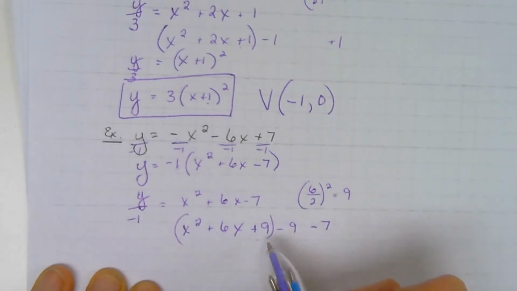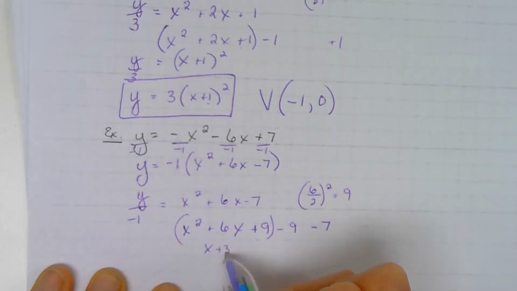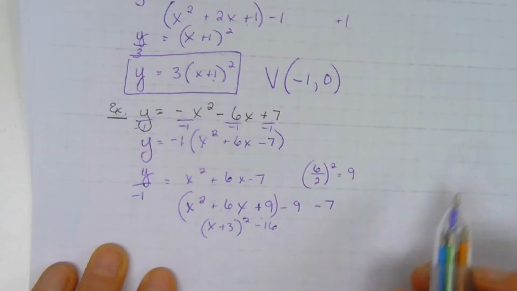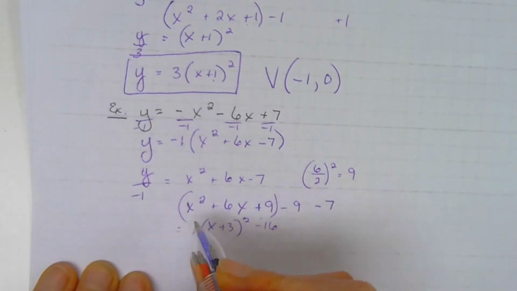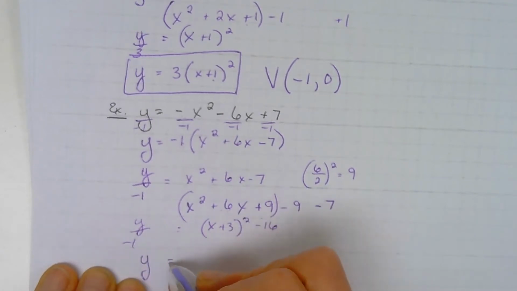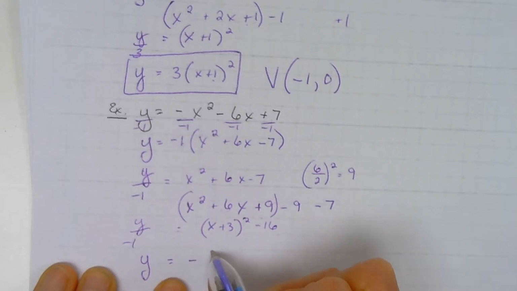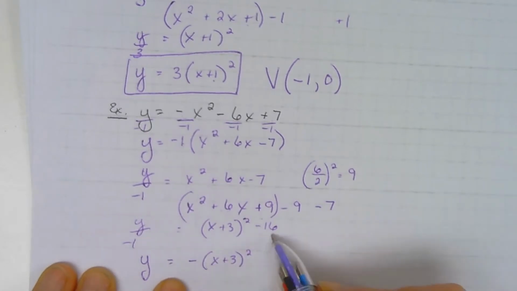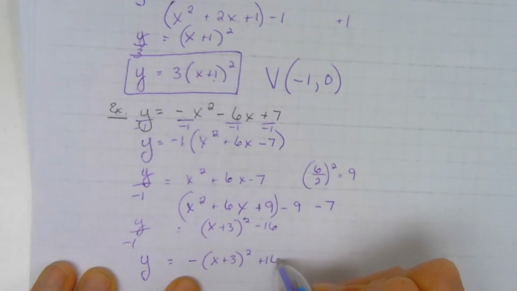Okay, factoring this is going to be x plus 3 squared, and then we have minus 16 on the outside. And we're not quite done because remember on the left-hand side we have y over -1. So I'll multiply everything by -1 to get y by itself. So this is -1 times x plus 3 squared, and then -1 times a minus 16 is plus 16.